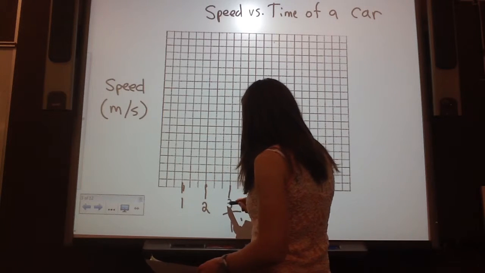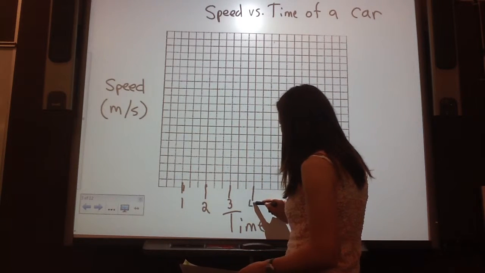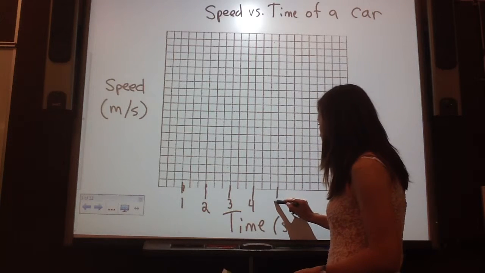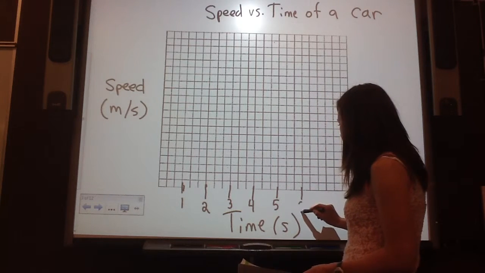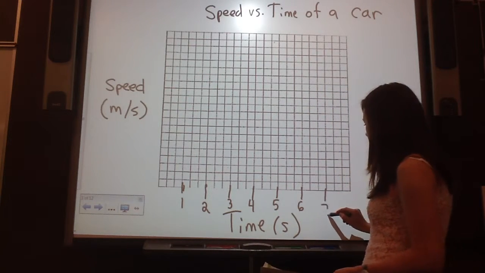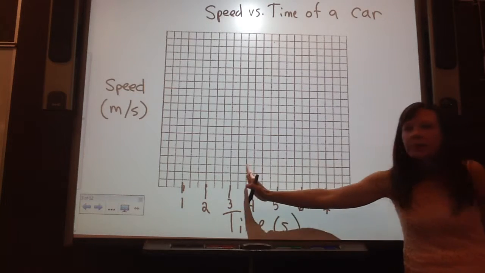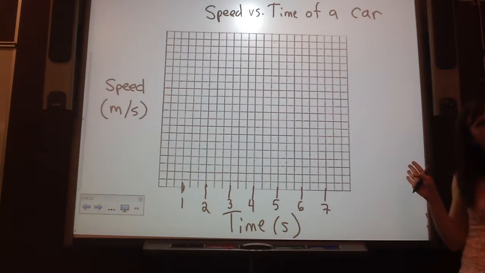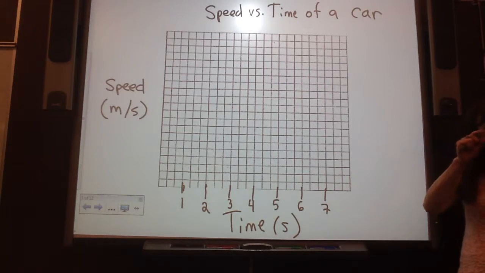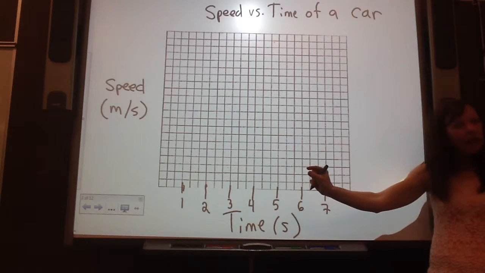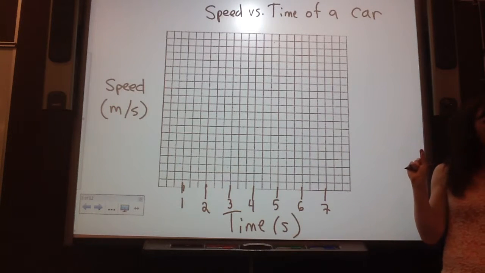1, 2, 3. 1, 2, 3. 1, 2, 3. Okay, that worked out well. I was able to go all the way up to 7. I wasn't crammed in, but I wasn't off the page. If I would have gone less than 3 boxes, it would have maybe been too little. And if I would have gone more, I would have run out of space. Okay?